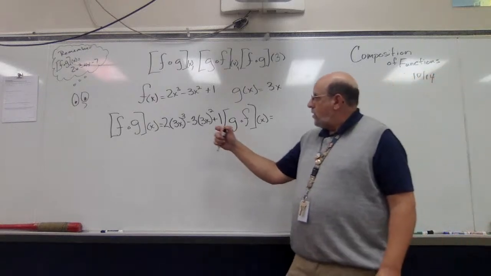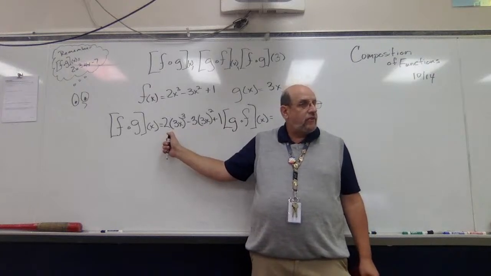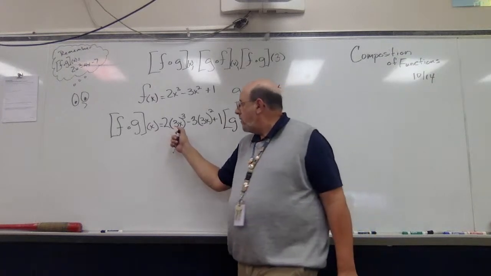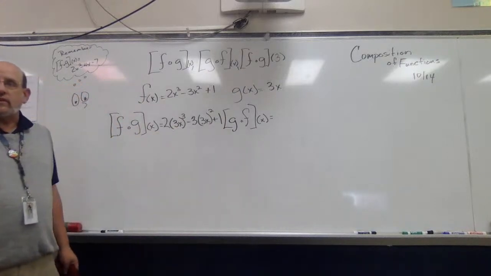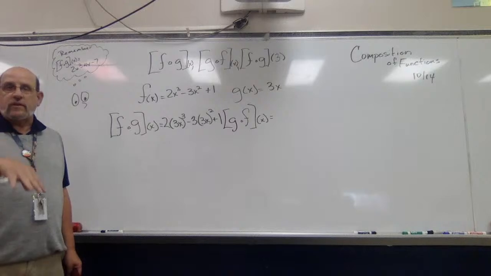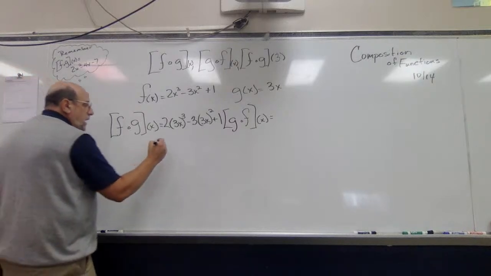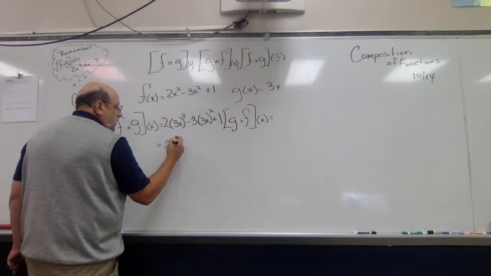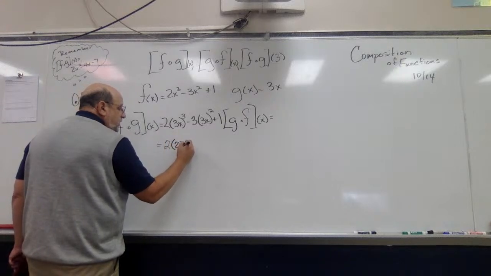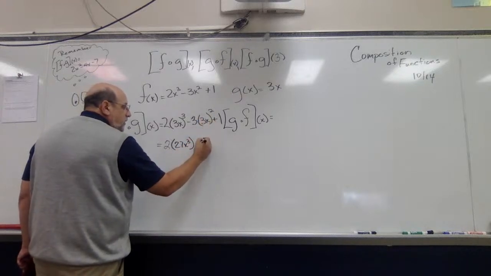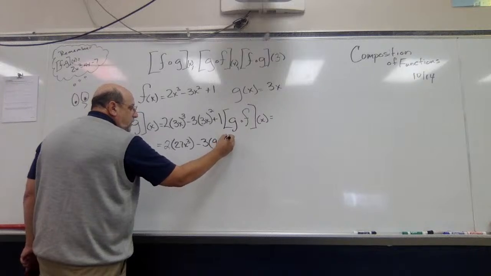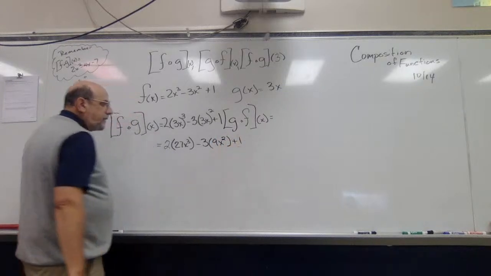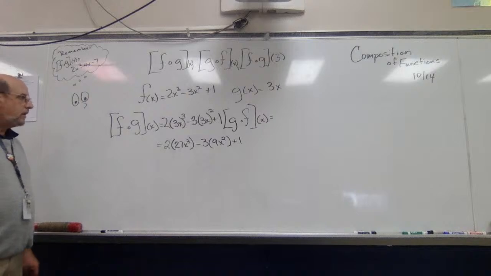Okay. You said before we have to take care of exponents first, right? So we have exponents. 3 cubed, by the way, is 27, because 3 times 3 is 9 times another 3 is 27. So we're going to have 2 times 27x cubed minus 3 times 9x squared plus 1. This is 4, right? Yeah.